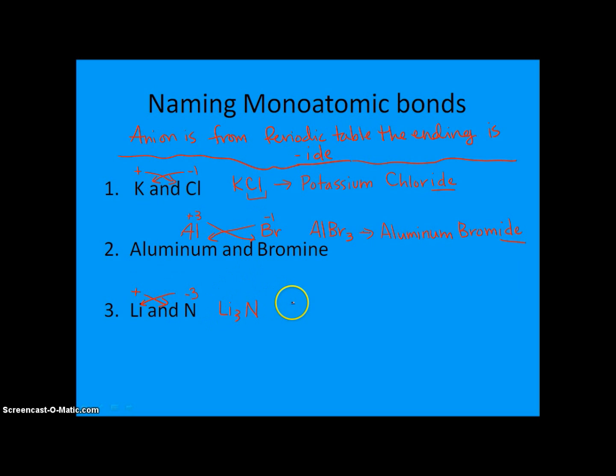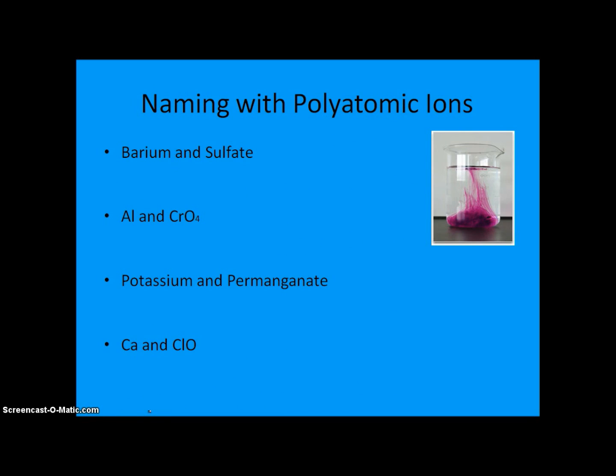Okay? So now we can just write lithium by itself, and then nitrogen. So this would be where the o would go, the first vowel before the ending. So this is where it would change to ide. So lithium nitride. Okay. So now let's look at naming with polyatomic ions.